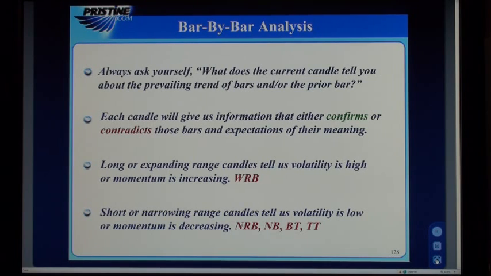Remember, long expanding candles tell us that volatility is high or momentum is increasing. Those are the wide range bars. Short or narrow range candles, or small candle bodies, tell us that volatility is low or momentum is decreasing. These are narrow range bars, narrow bodies, bottoming tails, and topping tails.